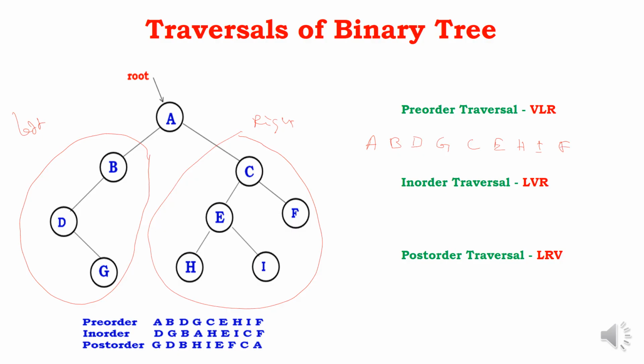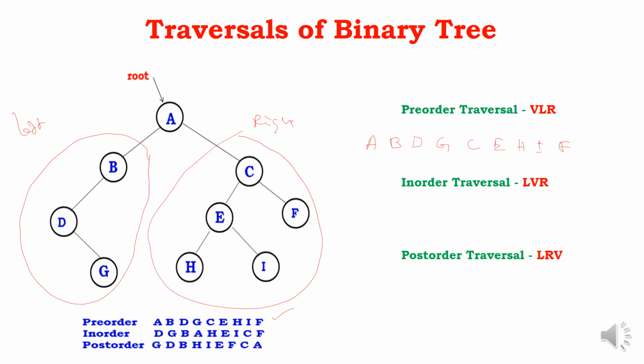A B D G C E H I F. So that is pre-order traversal. Suppose I wanted to perform in-order traversal. In-order means traverse the left subtree in order, visit the root node, then traverse the right subtree in order. First traverse the left subtree, then print the root value, then traverse the right subtree in order.